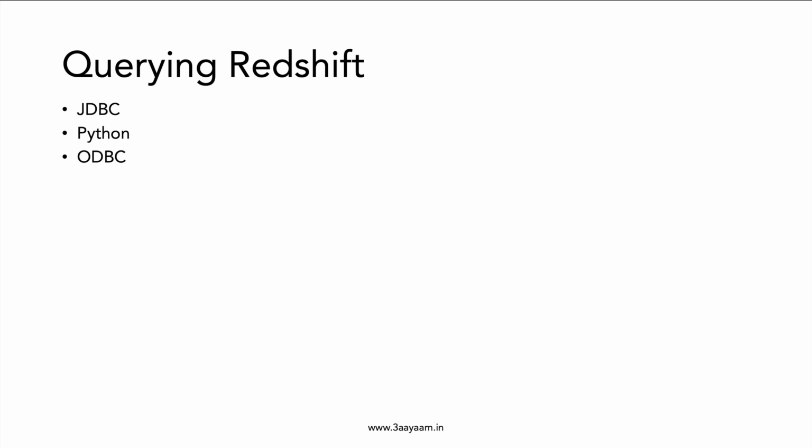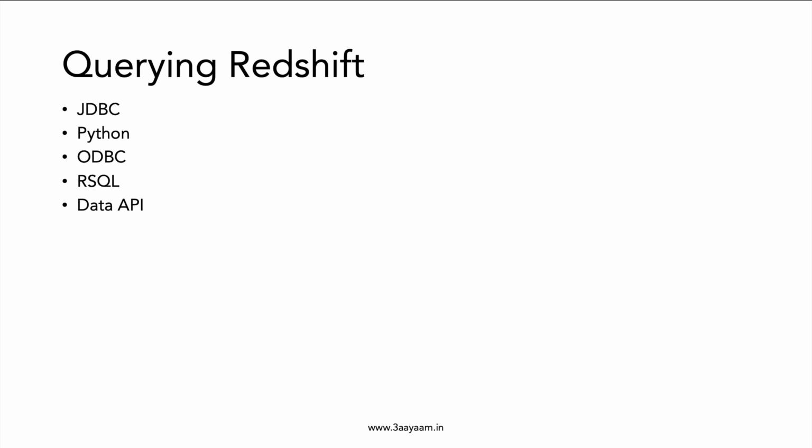Then you can use ODBC also, which is Open Database Connectivity. It is mainly used for command line interfaces. Based on ODBC, we have RSQL or Redshift SQL. This is a CLI, or command line interface, meant for running Redshift queries only.